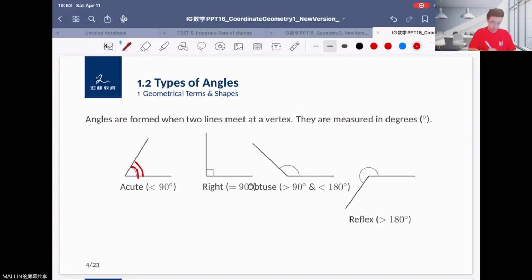And here we have a right angle, okay? Right angle. So here is 90 degrees, okay? And we also have an obtuse angle, okay? You can find here, it's bigger than 90 degrees and smaller than 180 degrees, okay? And we also have a reflex angle. Okay, so reflex angle is bigger than 180. Okay, that is the types of angles right here.